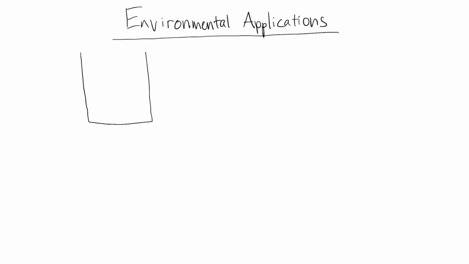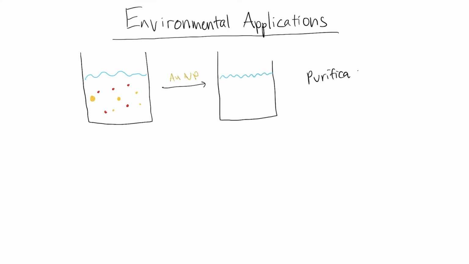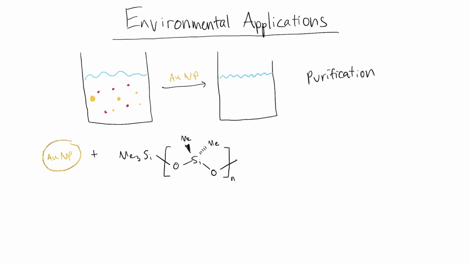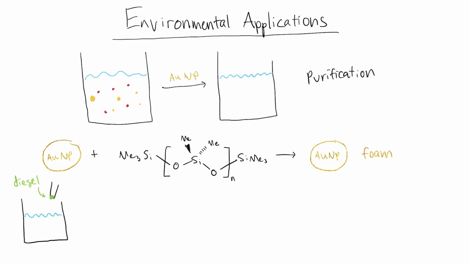Gold nanoparticles have also been used to purify water by removal of dissolved organic compounds. To facilitate this, gold nanoparticles are composited with polydimethylsiloxane, a silicon-based polymer, to create a porous foam containing the gold nanoparticles. This composite has the ability to absorb a variety of aromatic compounds and hydrocarbon oils. One such application of this composite is the removal of diesel from water, which is quite difficult to do by most other methods since water and diesel form a stable emulsion.